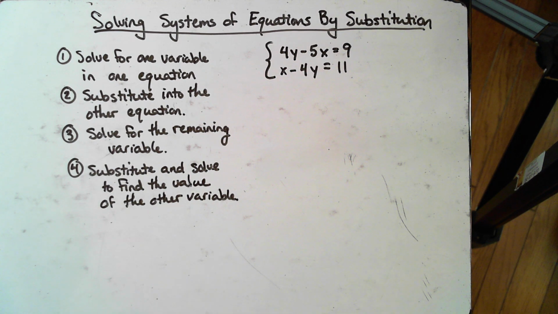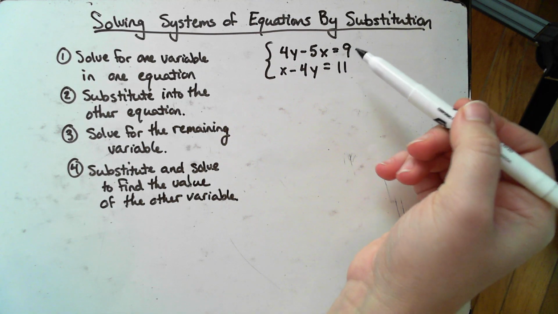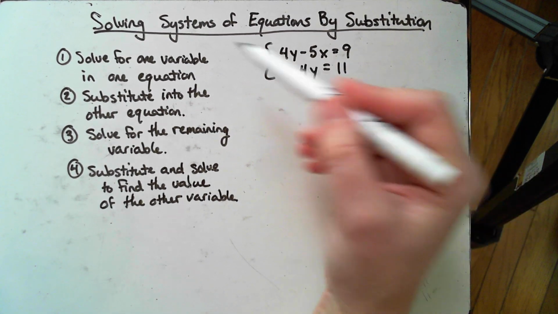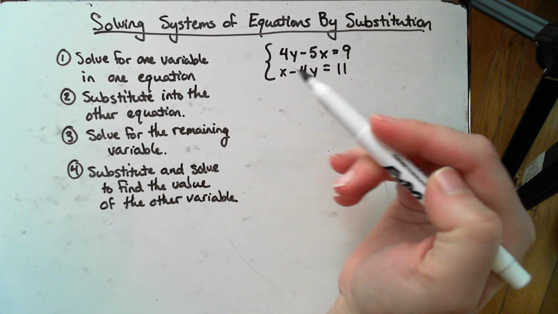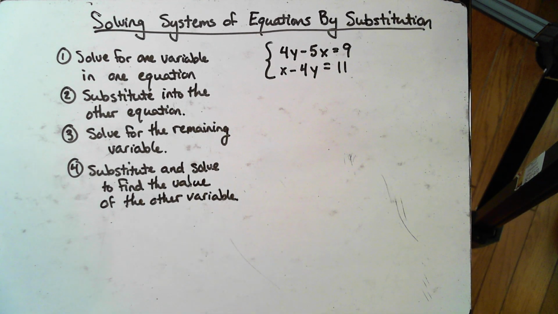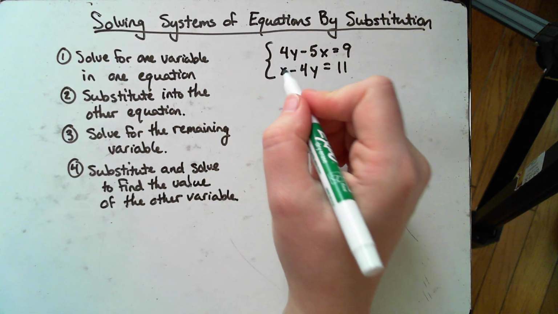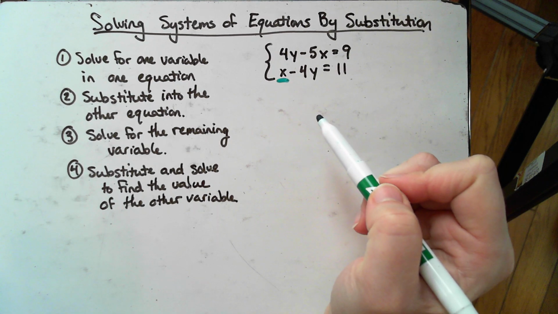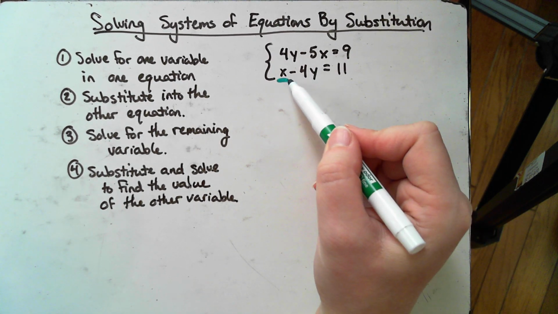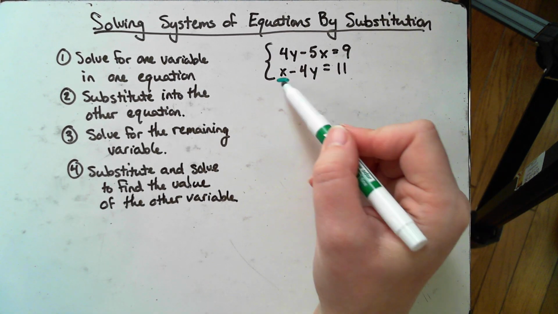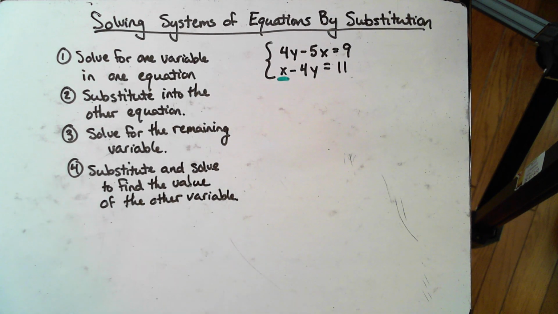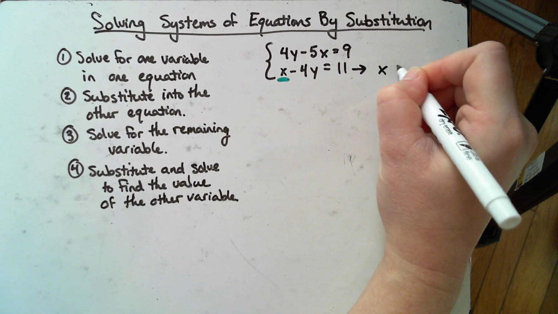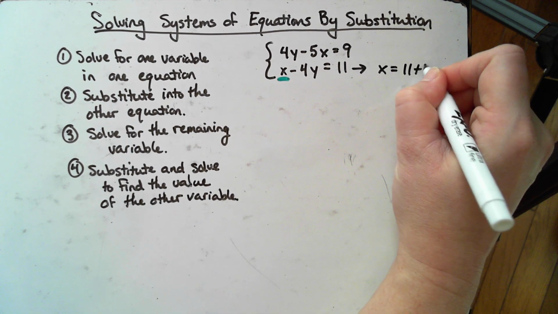So let me jump right into our example. I've been given this system of equations. One thing to note is that when you're starting with step one, you want to try and find a variable that's easy to solve for. Usually I look for any variable that doesn't have a coefficient because that's going to make life easier for you. So in this particular system, I would solve for this x right here. All I would need to do is add the 4y to the other side. So I get x equals 11 plus 4y.